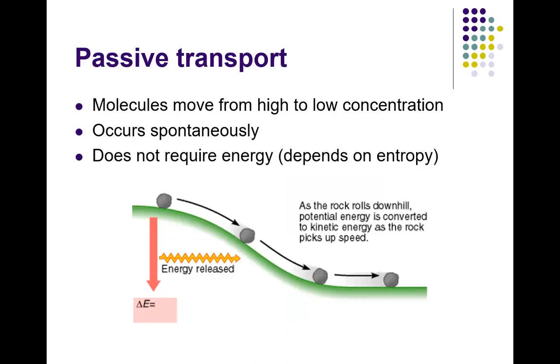So passive transport. When we talk about something being a passive process, passive means that it does not require energy. So it's a natural tendency of things to go from a high concentration to a low concentration. It's going to happen spontaneously. It's just that entropy going from a more ordered state to a more disordered state. So high to low concentration. It doesn't require any energy.